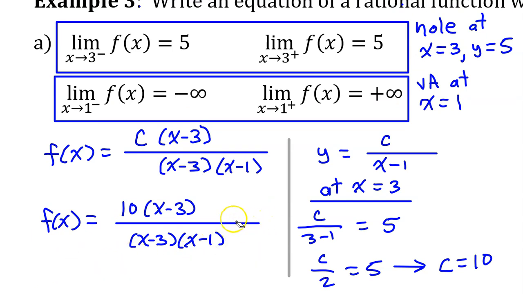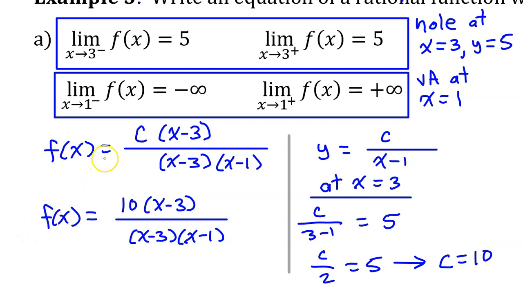I forgot one thing. We need to make sure that specifically the limit as x approaches 1 from the left of f of x is negative infinity, and the limit as x approaches 1 from the right of f of x is positive infinity.